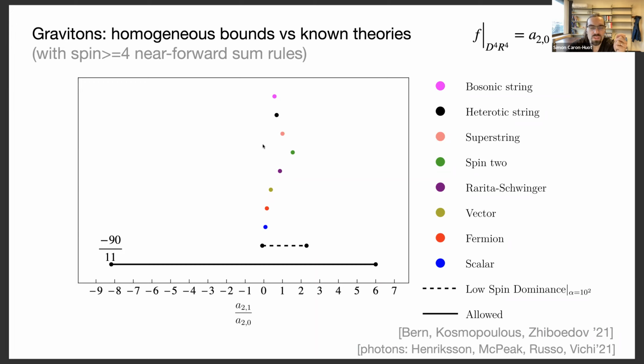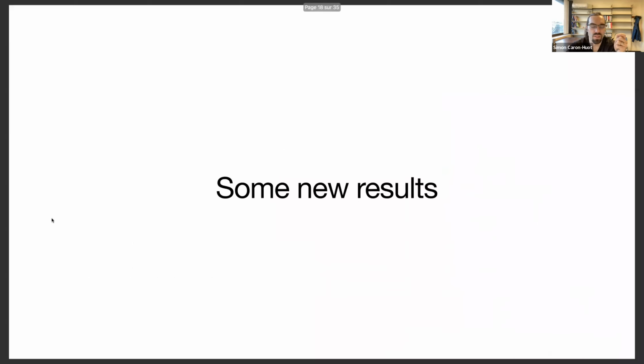And what strikes me about this plot is the gap, the difference between the theory space that's actually realized and the space that seems possible by these bounds. So I'm going to revisit this issue in a few slides. Okay, but it's very nice that the groundwork has been done for us. So I'm going to show some new results.